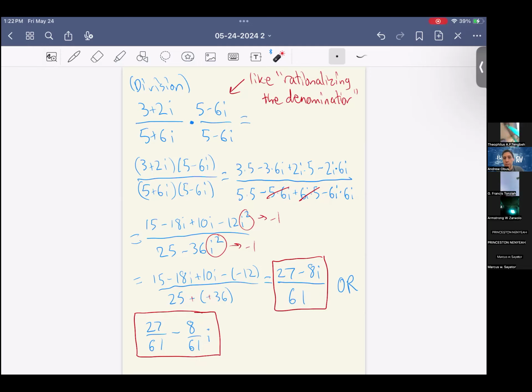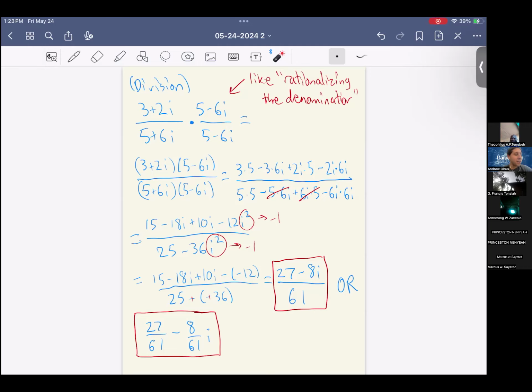Hello? Hello, yeah, Theophilus? Yeah, I just want to know again, this i squared is a rational number, but the i itself is not a real number, right? That's right. So i is not a real number, but i squared is even an integer. It's just -1. It's just regular -1.